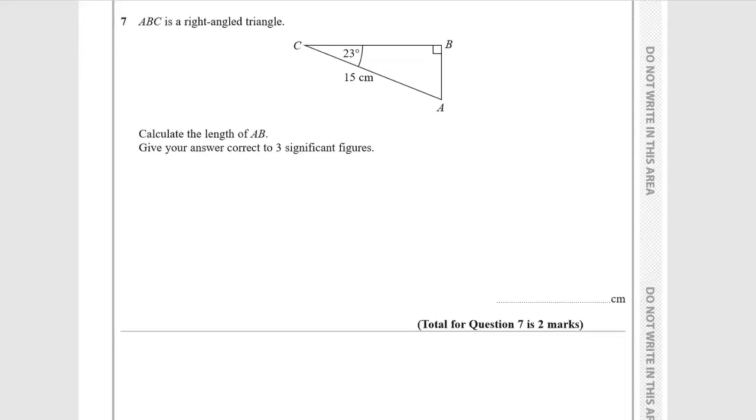Question 7. ABC is a right angled triangle. Calculate the length AB. Give your answer correct to 3 significant figures. So, SOHCAHTOA. Right, so let's label. We have the hypotenuse here, we've got the opposite here and the adjacent. Remember, this is hypotenuse, this is the opposite, and this will be the adjacent.